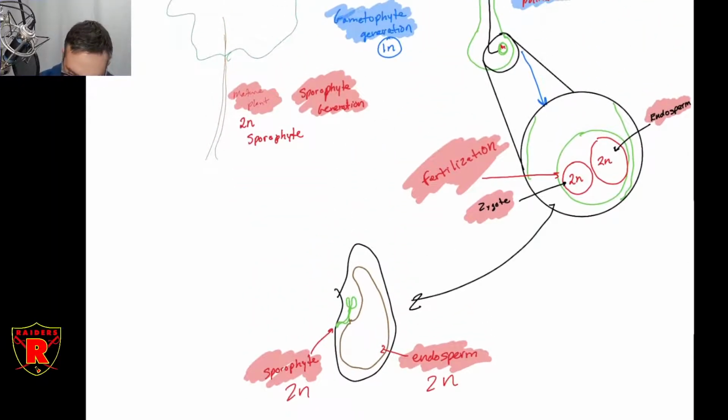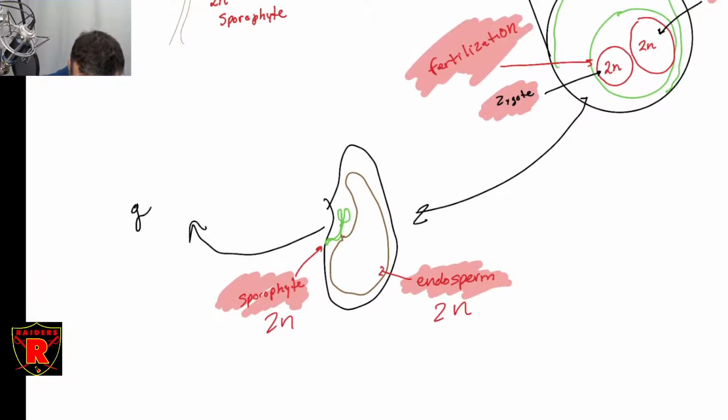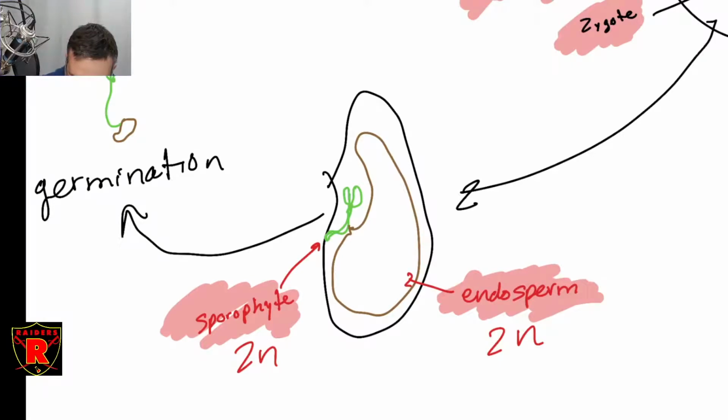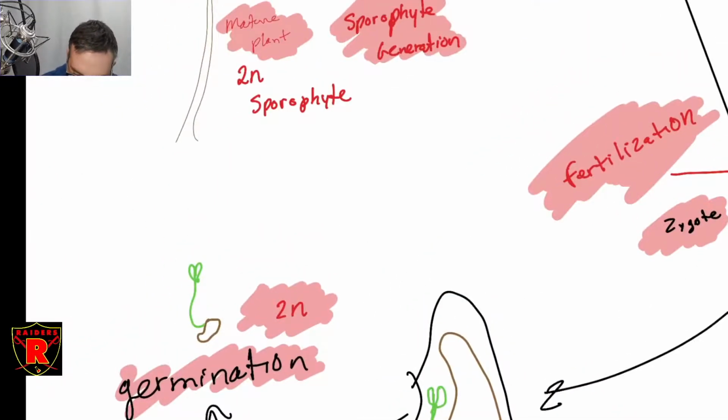Okay, and then this is going to emerge. It's going to germinate. There we go. So we've got germination. Germination is just when the seed erupts. Okay, and that's obviously also 2N still. And so it's part of the Sporophyte generation. And then that's going to grow up into the mature plant.